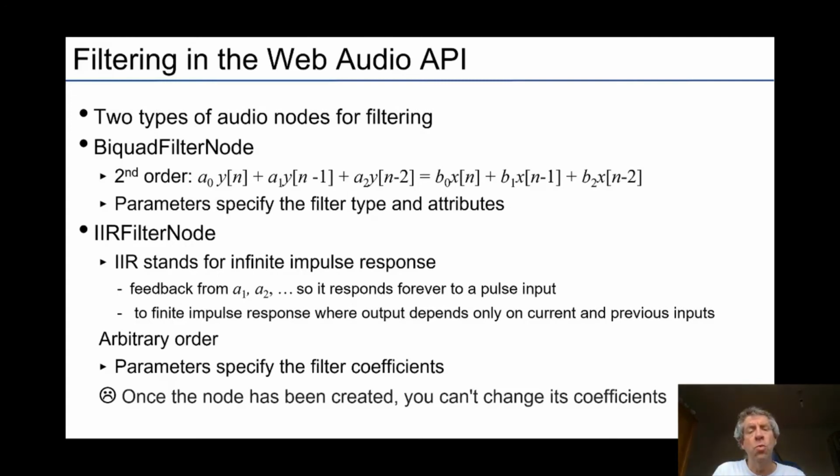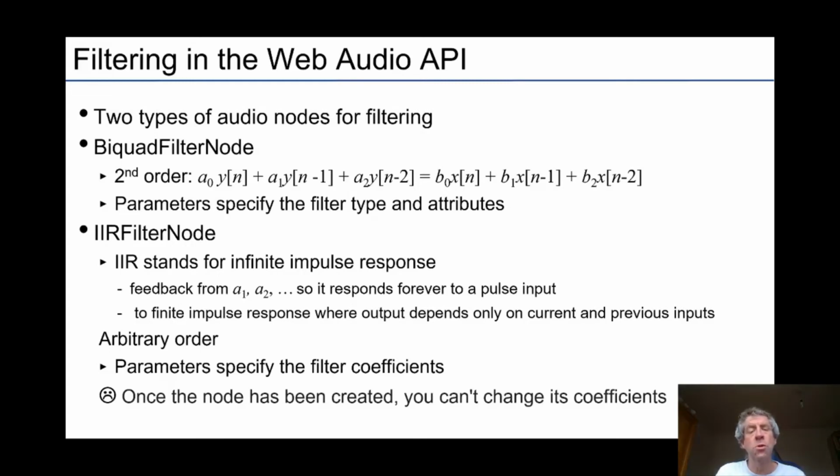The IIR filter works differently. So first, what do we mean by IIR? IIR stands for infinite impulse response. It just means that these A1, A2, and potentially higher coefficients, A3, A4, are not all 0. That means the filter has feedback. It depends on past outputs. So if the input is a single pulse, then it will generate an output based on that pulse, and the next output will depend on the previous output, and the next output depends on that previous output, and so on. So it responds forever. That's what we mean by an infinite impulse response.